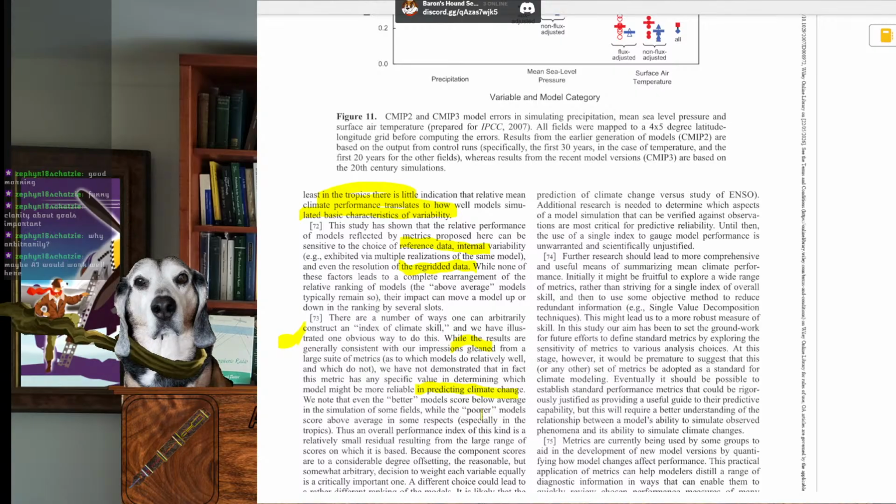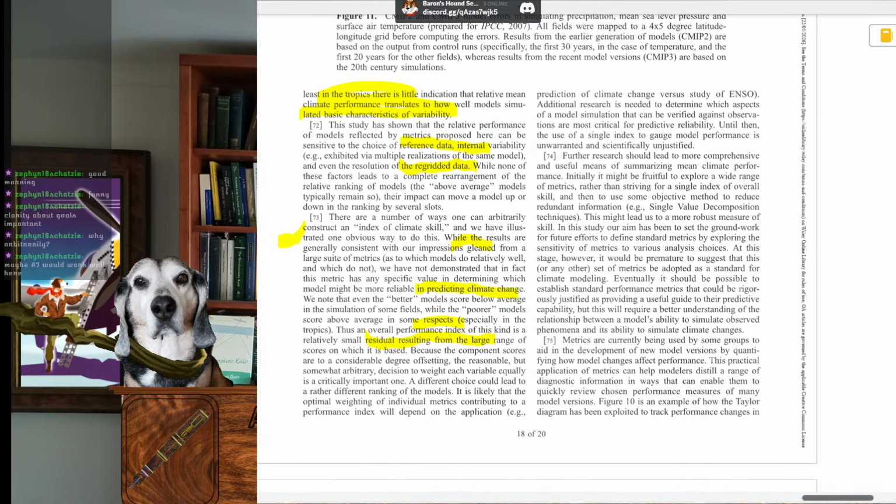We note that the "better" models score below average on the simulations in some fields, while the "poorer" models score above average in some respects, especially in the tropics. Thus, an overall performance index of this kind is a relatively small residual resulting from a large range of scores from which it is based. In other words, if you come up with a single metric of the "best model," you're hiding a lot of variability, right? You're hiding a lot of sins under that metric.